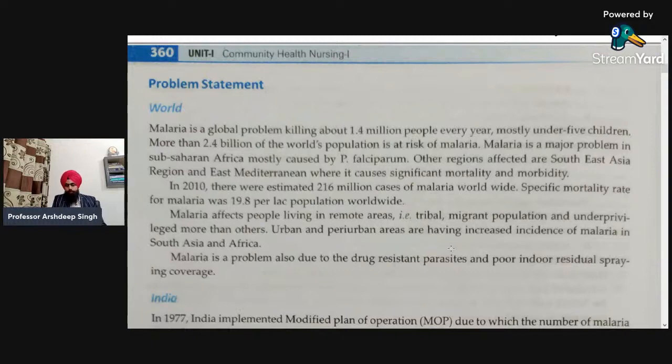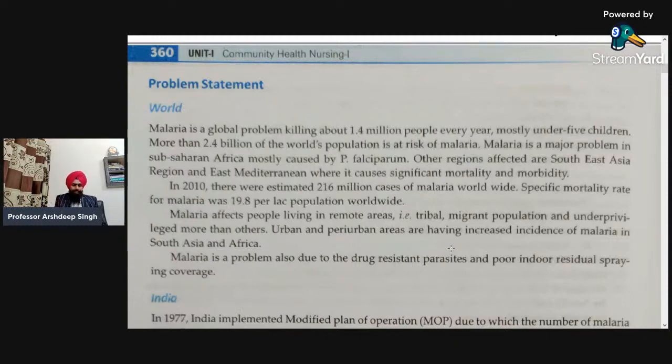Next, malaria is a major problem in sub-Saharan Africa, caused by Plasmodium falciparum, and other regions affected are the Southeast Asia region and East Mediterranean, where it causes significant mortality and morbidity. So basically, sub-Saharan Africa is mainly affected by this disease. Other regions are like Southeast Asia, in which India is also included. So that is a country with a large number of cases.